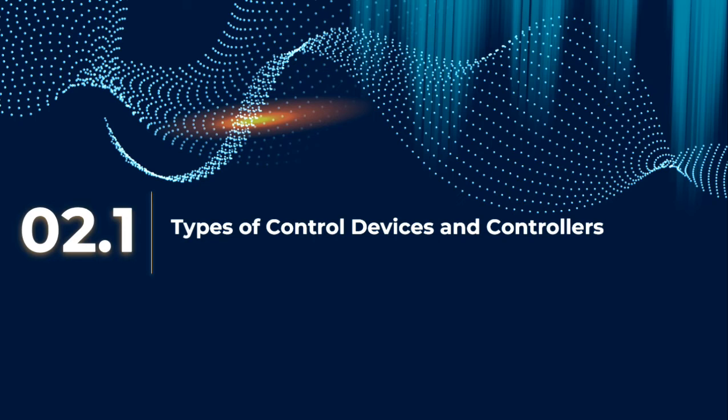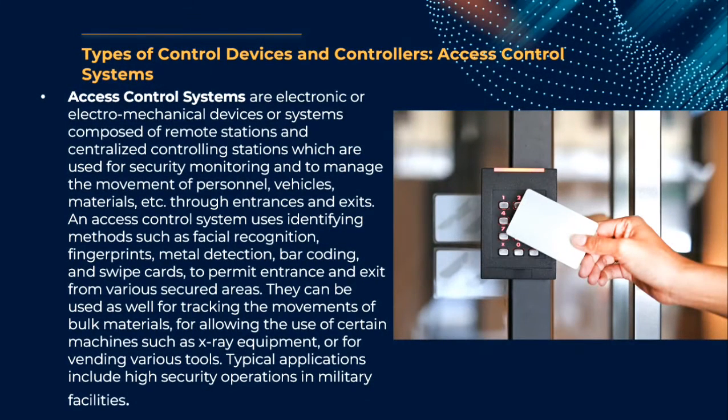So these are the types of control devices and controllers. 1. The access control systems are electronic or electromechanical devices or systems composed of remote stations and centralized controlling stations, which are used for security, monitoring, and to manage the movement of personnel, vehicles, materials, etc. through entrances and exits. An access control system uses identifying methods such as facial recognition, fingerprints, metal detection, barcoding, and swipe cards to permit entrance and exit from various secured areas. They can be used as well for tracking the movements of bulk materials, for allowing the use of certain machines such as X-ray equipment, or for vending various tools. Typical applications include high security operations in military facilities.